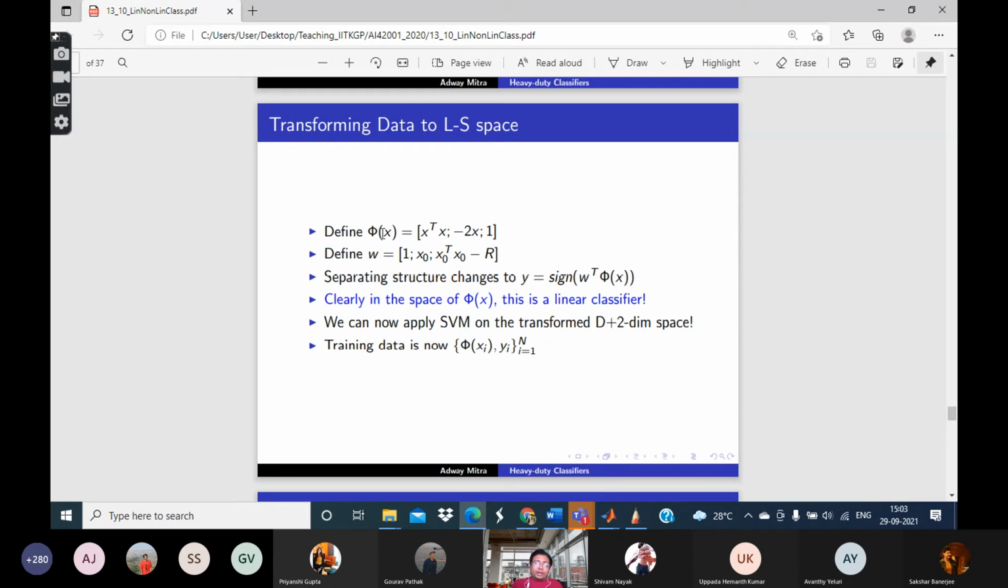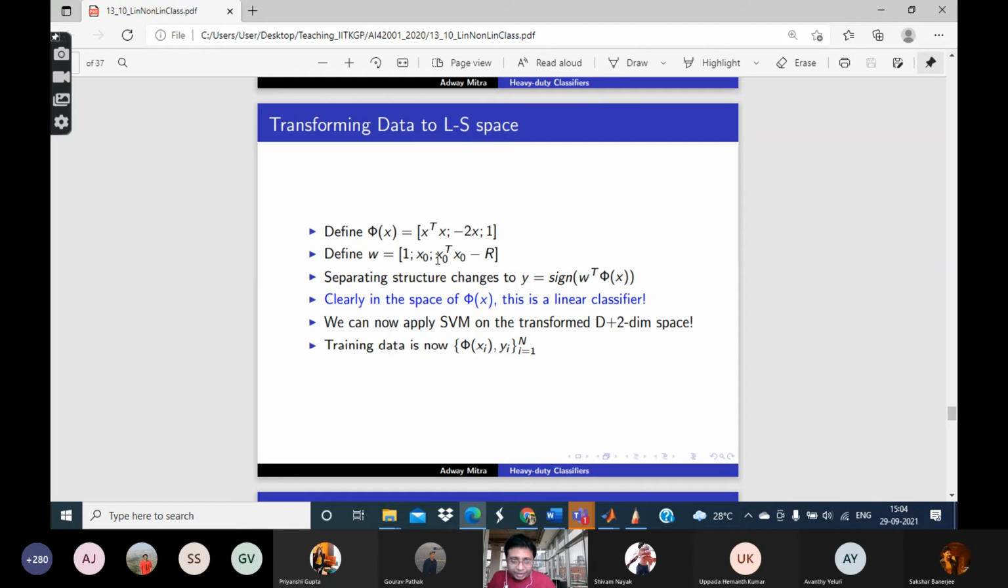Now what I am claiming is that I will not do the classification on x. Instead, every feature vector I will transform using this function called phi. For x, after transformation I will get phi x, and then I will try to classify the phi x itself, not x. So this is what my linear classifier will look like. Correct? In the space of phi x, this is the linear classifier only.